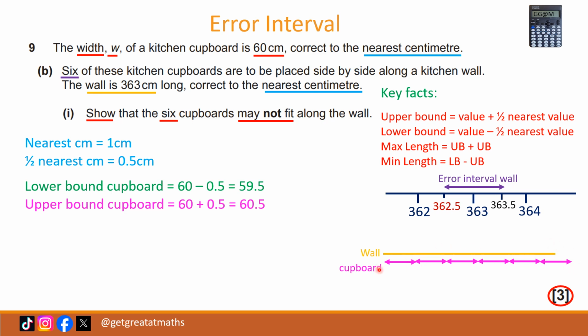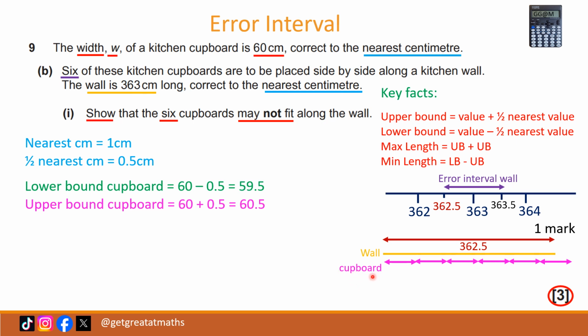So to show that this may be true, we need to look at the wall value. Now the wall value we can either use is the lower bound of 362.5 or the upper bound of 363.5. Now we want to make sure that we can show that it may not fit. So if it may not fit, we need to use the smallest value, or the lower bound. So the wall is going to be 362.5, just to double check everything will fit.